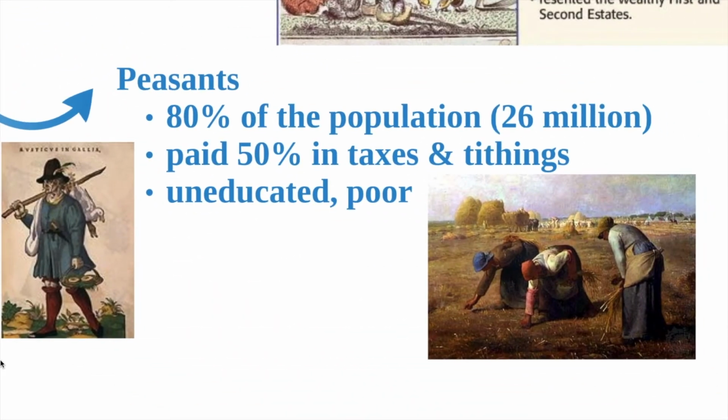Now, the third part of the Third Estate is everybody else, right? So that's about 80% of the population, or around 26 million people. And these are the peasants. The peasants work out in the country. They typically work on the land that's owned by the nobles or by the king.